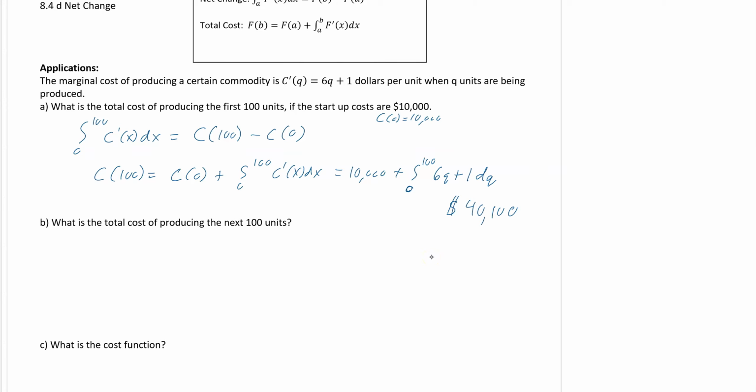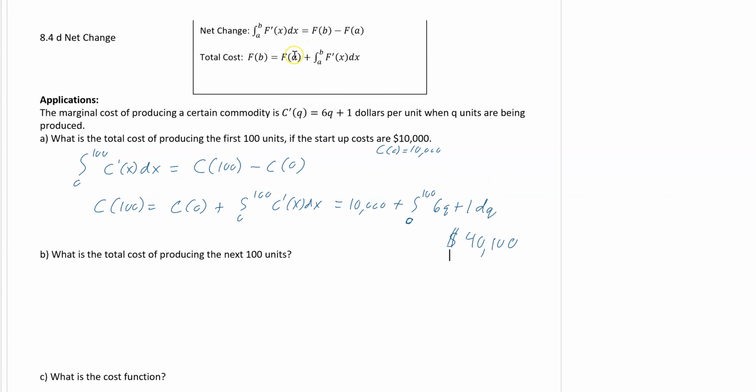So now let's make the question a little interesting. What is the total cost of producing the next 100 units? Well, on this one, we're not including the initial amount. The C0 doesn't play in here. So when you're looking for the total cost of the next 100, what we're looking for is the cost of 200 minus the cost of 100.